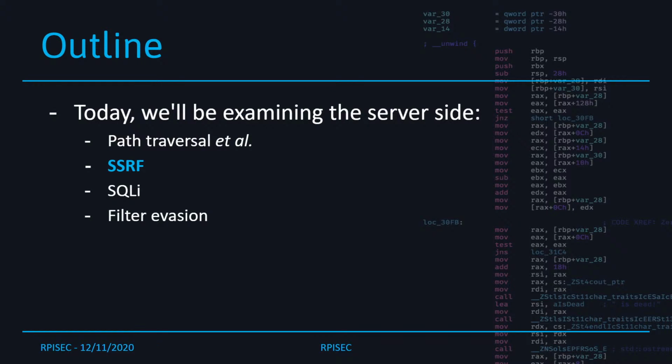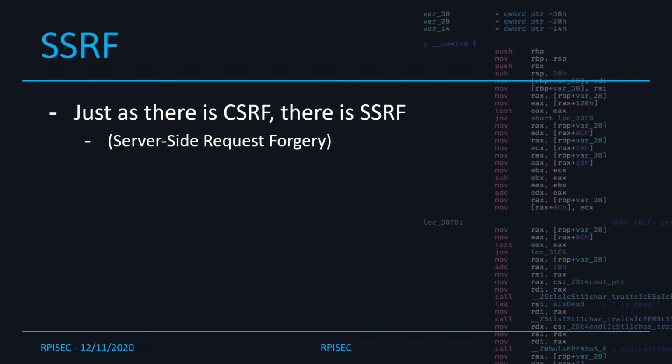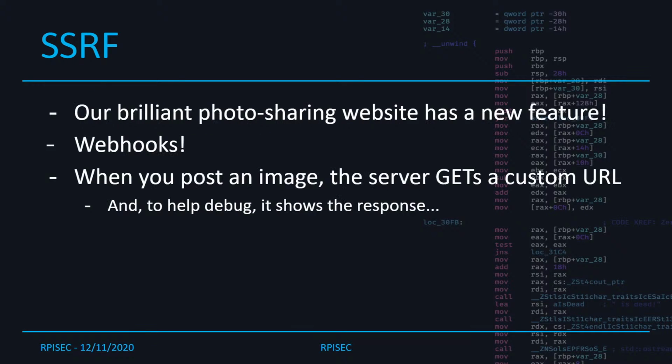So we made the server open files that we shouldn't be opening, but what if we made it do anything that it shouldn't be doing? Just like there's CSRF, cross-site request forgery, where you trick a client into making a request they didn't mean to make, like transferring all of Alice's money to Bob, there's server-side request forgery, where we make the server do something it shouldn't.